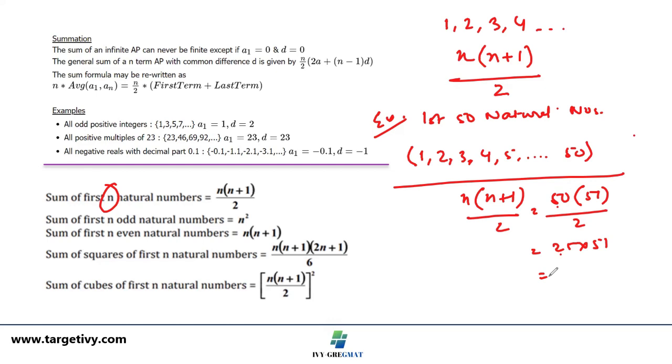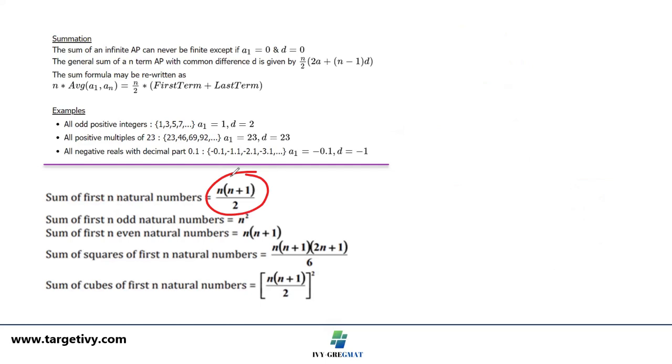Fair? It makes our life easier. So again, another formula. The first n natural numbers, pretty handy, this kind of formula. The sum of first n odd natural numbers. N odd natural numbers. That means natural numbers are 1, 2, 3, 4, like this. N odd natural numbers will become 1 followed by 3 followed by 5 followed by 7.